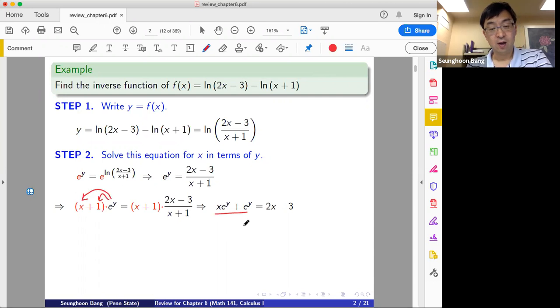Next, distribute e to the y into x and the 1 on the left hand side. Next, you have to move the x terms to one side. How can you move x terms to one side? We have 2x terms, x times e to the y, and the 2x, so like this. So what's the best way? You can subtract 2x from both sides or x e to the y from both sides, it doesn't matter. Only subtract x times e to the y.